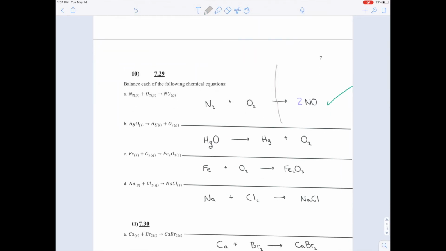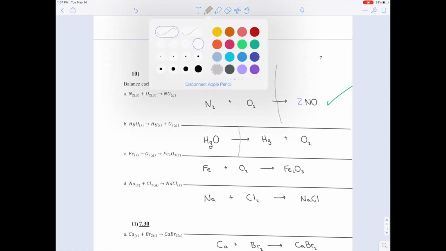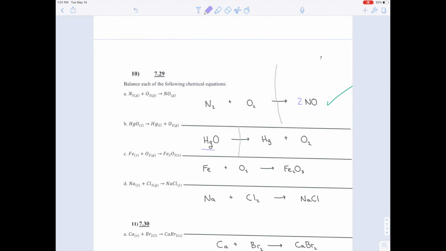Okay, B. We're going to divide in our minds the left and right side of this equation, and we're going to work one element at a time. On the left side, we have 1 mercury. On the right side, we have 1 mercury. So mercury is balanced right now. On the left side, we have 1 oxygen. On the right side, we have 2 oxygens.